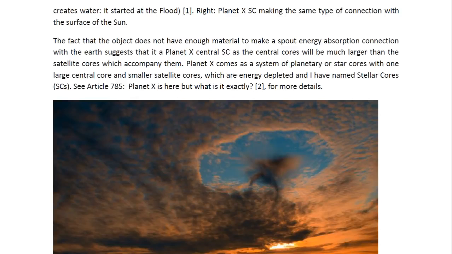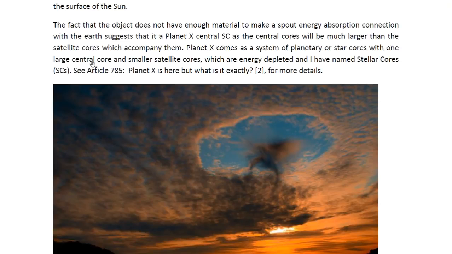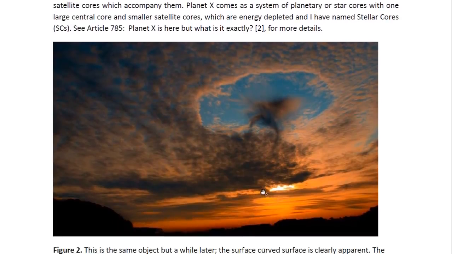Now, the fact that the object does not have enough material to make a spout energy absorption connection with the Earth suggests that it is a Planet X central stellar core. The central cores will be much larger than the satellite cores which accompany them. Planet X comes as a system of planetary or star cores with one large central core and smaller satellite cores, which are energy depleted, and I have named them stellar cores. And you may look at Article 785 entitled Planet X is here, but what is it exactly, for more details.